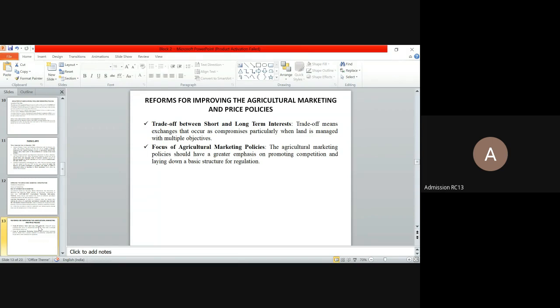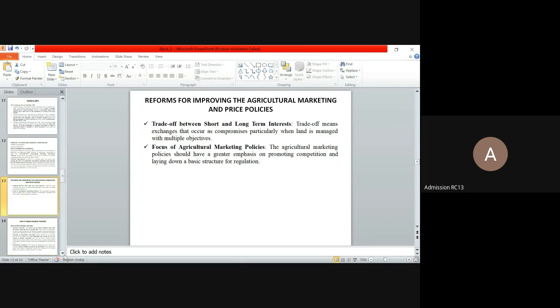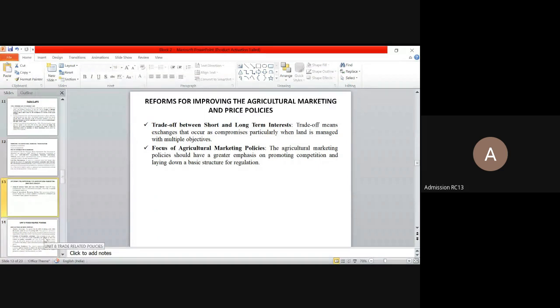Second is the focus of agricultural marketing policies. First of all you need to give more attention and more emphasis to promoting competition. And how do you go with the structure of regulation? You have to go with the regulation, and as per that, you have to frame your structure to get into the market. So that is all about Unit 7.